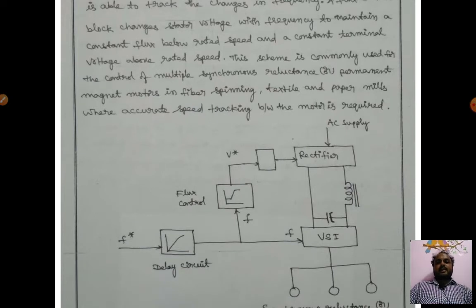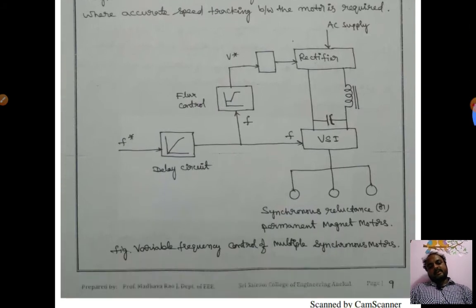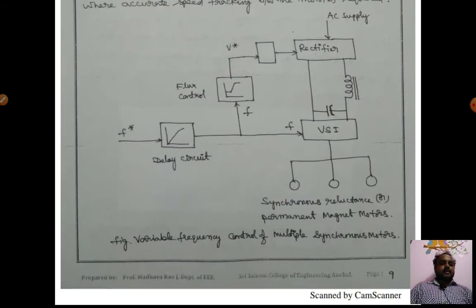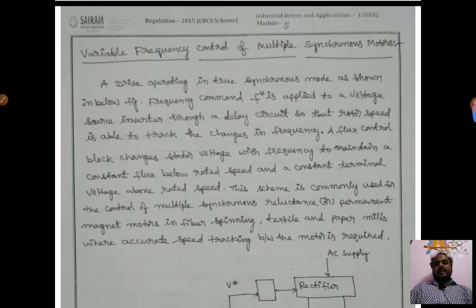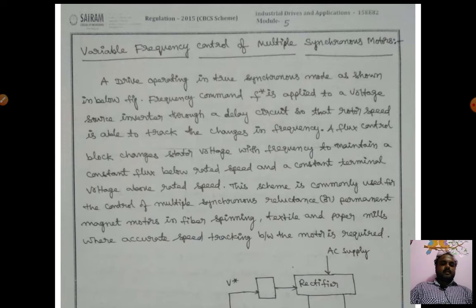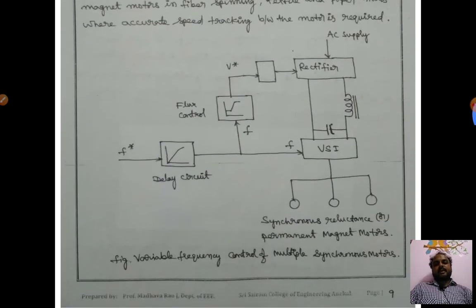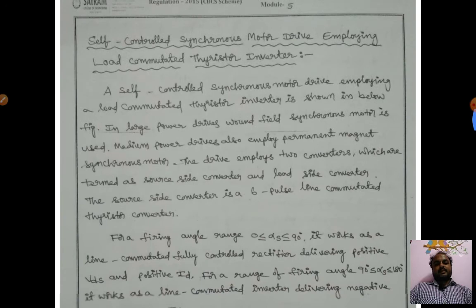This scheme is commonly used for the control of multiple synchronous reluctance or permanent magnet motors in fiber spinning, textile and paper mills. In paper mills and textile mills we generally use multiple drives. We control them using variable frequency control. Variable frequency is very important to control the AC drives.